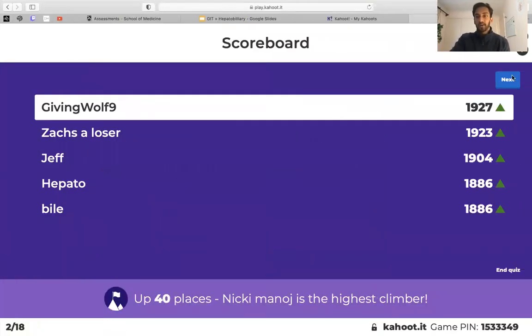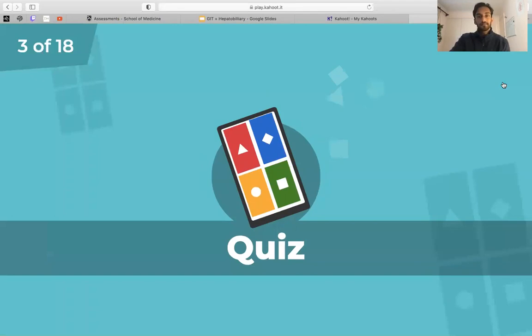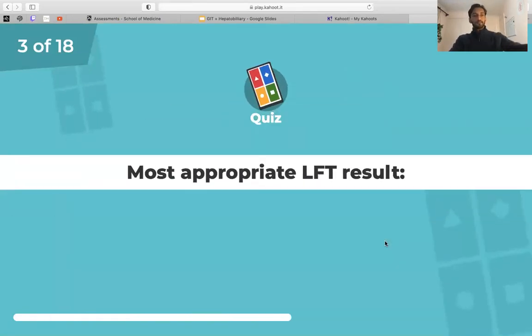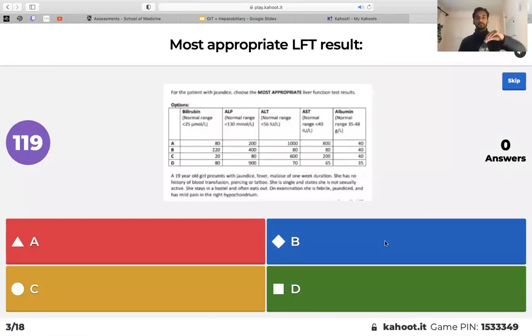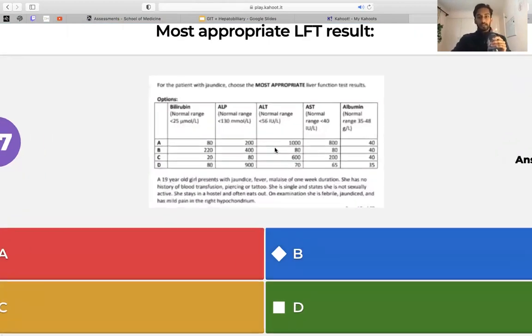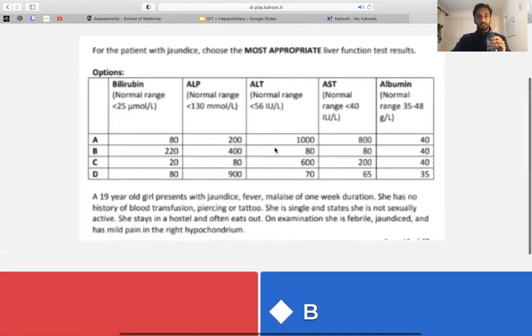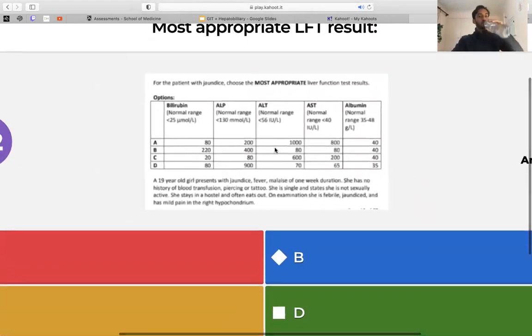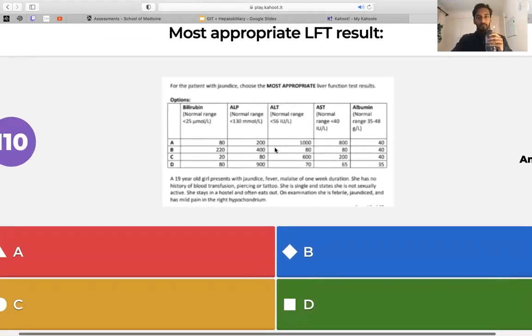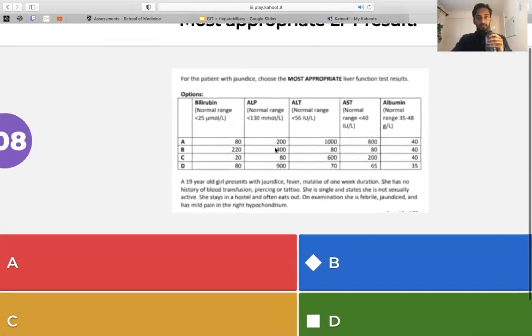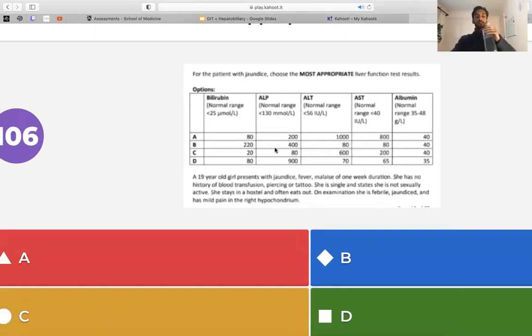All right, next question on to Kahoot. Oh, I don't know if you guys can see, so I might zoom in my screen a bit. This is a tough one.